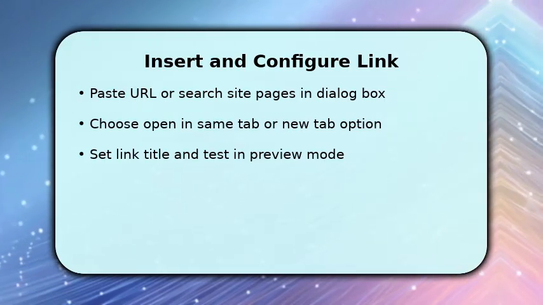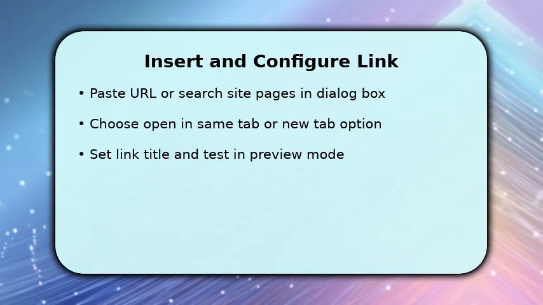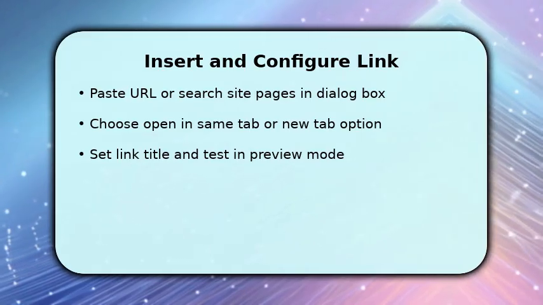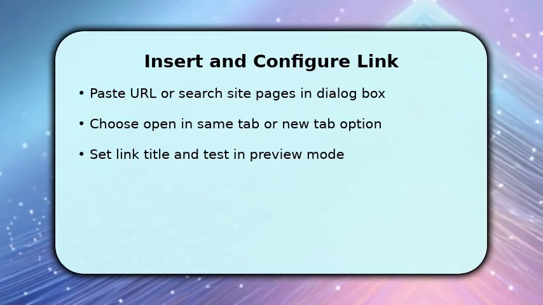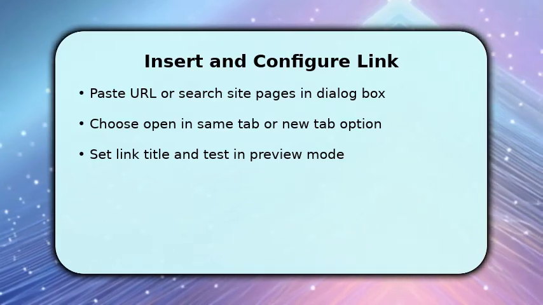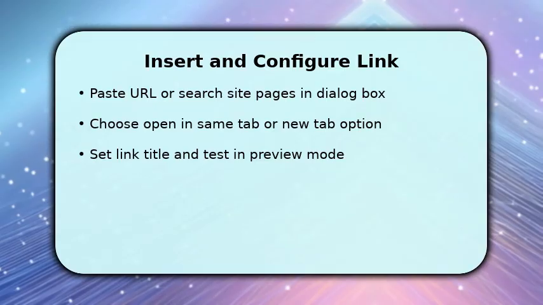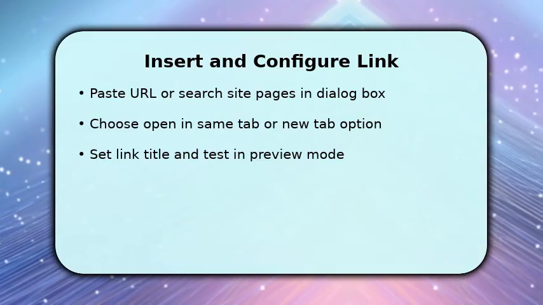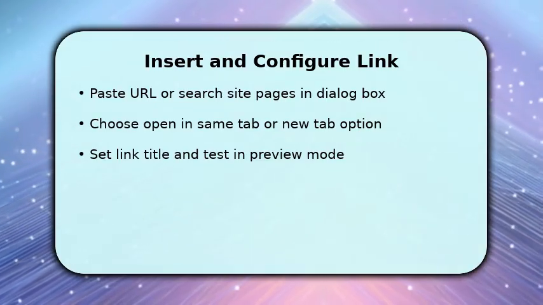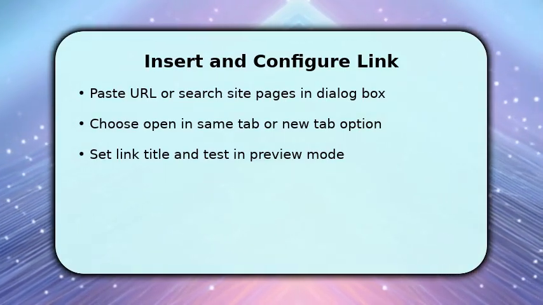Once added, choose whether the link opens in the same tab or a new tab to control user flow. Make sure to add a descriptive link title for accessibility. Finally, switch to preview to click the link and confirm navigation works before publishing. Finish by publishing your changes and verifying live behavior.